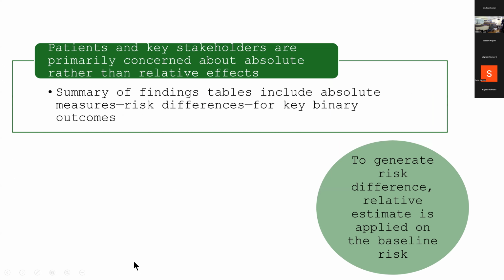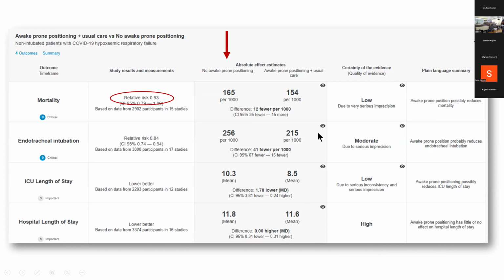But on the other hand, for a patient, they're more interested in the absolute effect. If my mortality is going to reduce by 1%, I might not opt for a particular intervention. So that is why it's important for the summary of findings table to include also the absolute measures. They have to provide the risk differences. So to generate the risk difference, the relative risk estimate that you get is applied on the baseline risk. I'll give you an example.